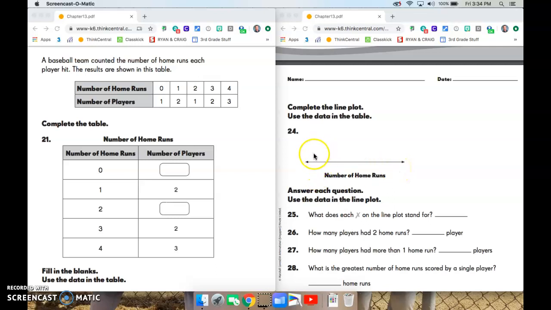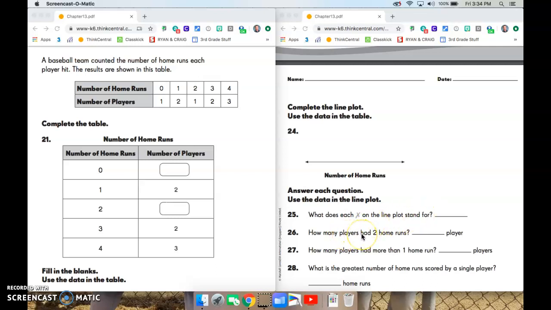And then for the X's, we put 1 X above the 0. We put 2 X's above the 1, 1 above the 2. We would put 2 above the number 3, and we would put 3 above the number 4. Now we're going to answer the questions. What does each X on the line plot stand for? That would be for the number of players that hit that number of home runs.